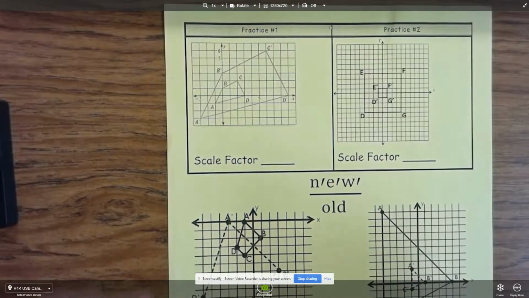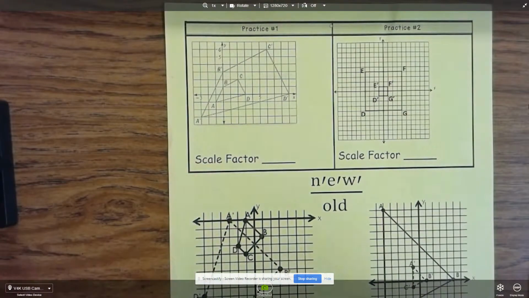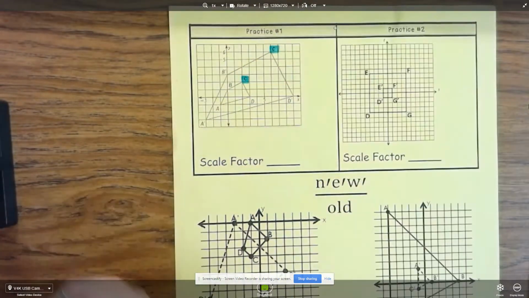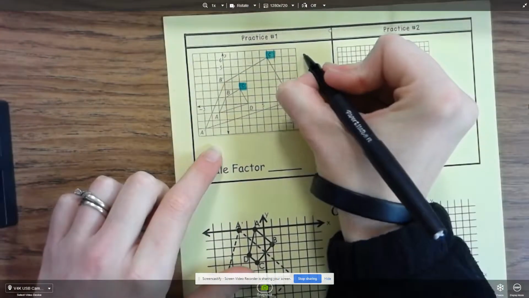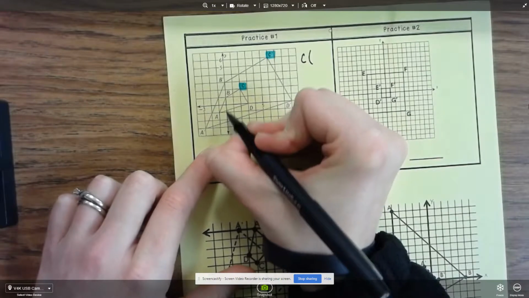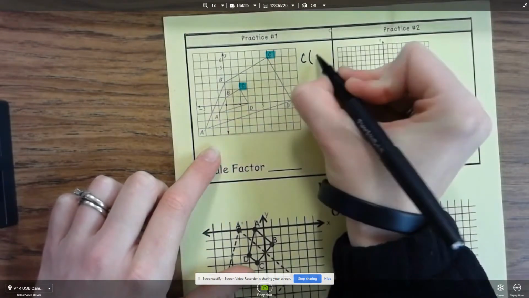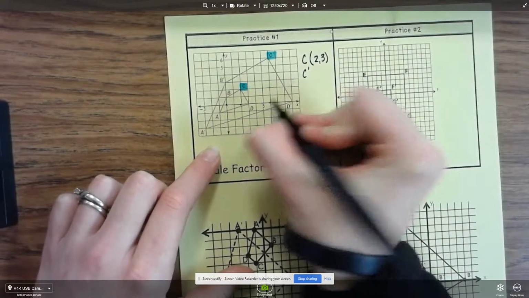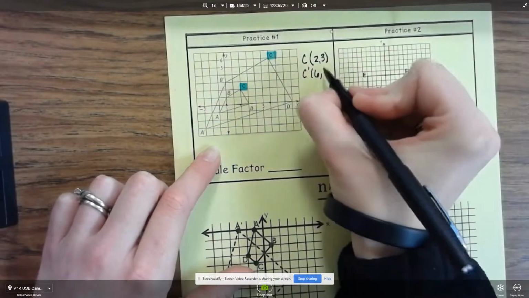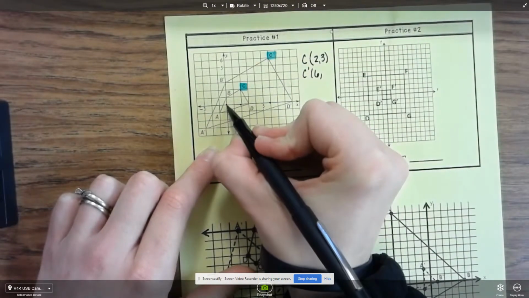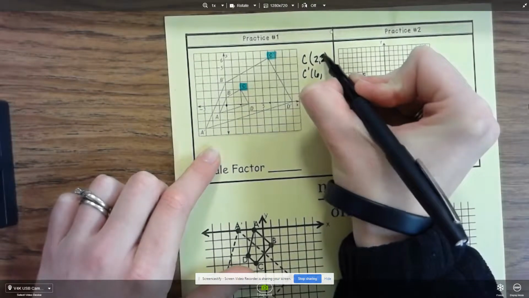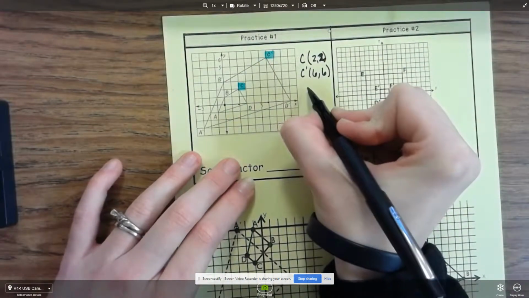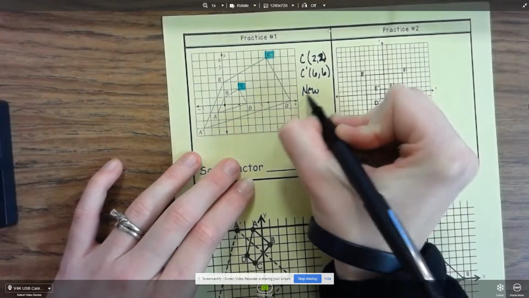Okay, so all you have to do is pick one point. So for this one, let's do point C because they're both positive, and it's easier when we deal with positives. So C is at, let's see where our origin is, 2, 2, sorry. And then C prime is at 6, 6. And so what you do is you take your image or your prime, so it's new divided by old.